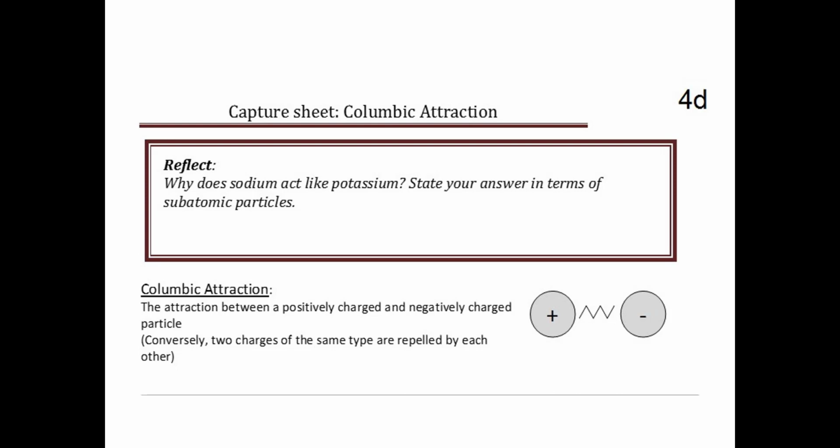So what's Coulombic attraction? Coulombic attraction is the attraction between a positive charge and a negatively charged particle. In this case, what we're talking about is protons and electrons. Conversely, we know that two charges of the same type are going to repel each other. That's going to be a key point when we talk about ions in a little bit.